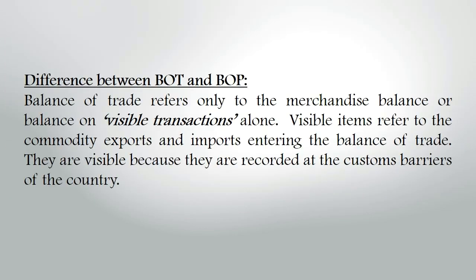Difference between BOT and BOP. Balance of trade refers only to the merchandise balance or balance on visible transactions alone. Visible items refer to the commodity exports and imports entering the balance of trade. They are visible because they are recorded at the customs barriers of the country.